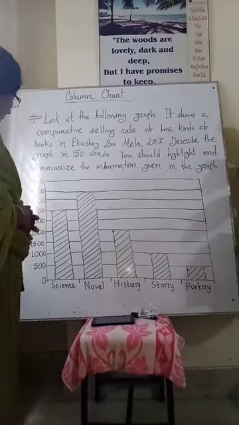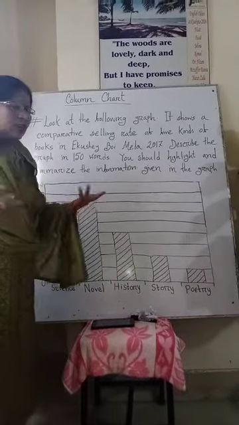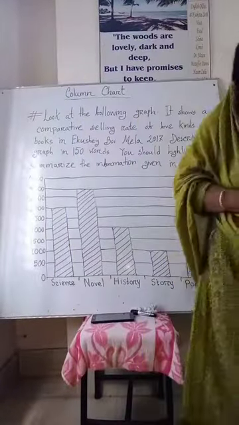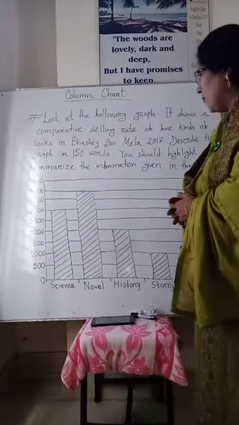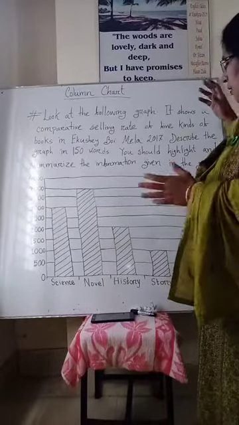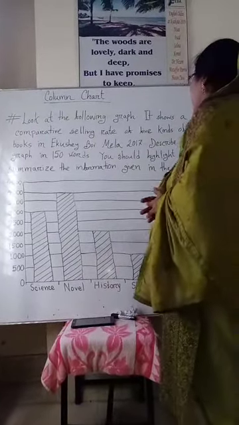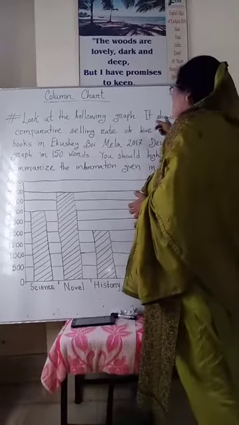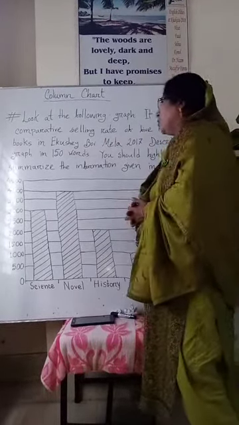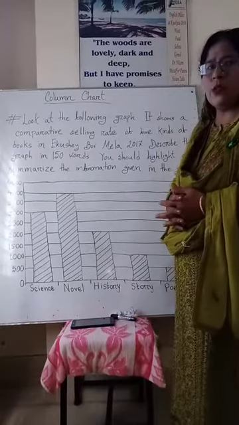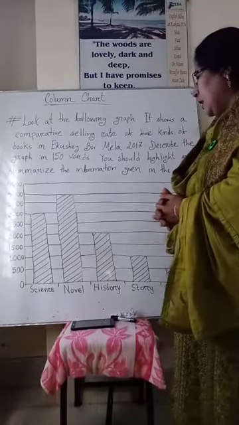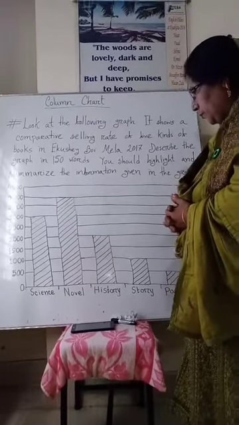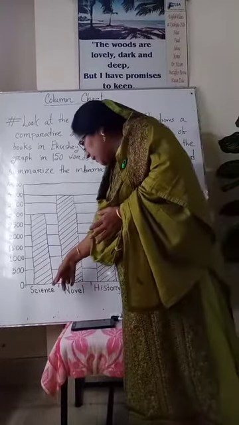That's all. Here we find, first you should describe the column. First, in the first line you can tell that here is the graph, and it shows a comparative selling rate of 5 books in the 21 book fair in 2017. Here we find that the buyers bought science book.